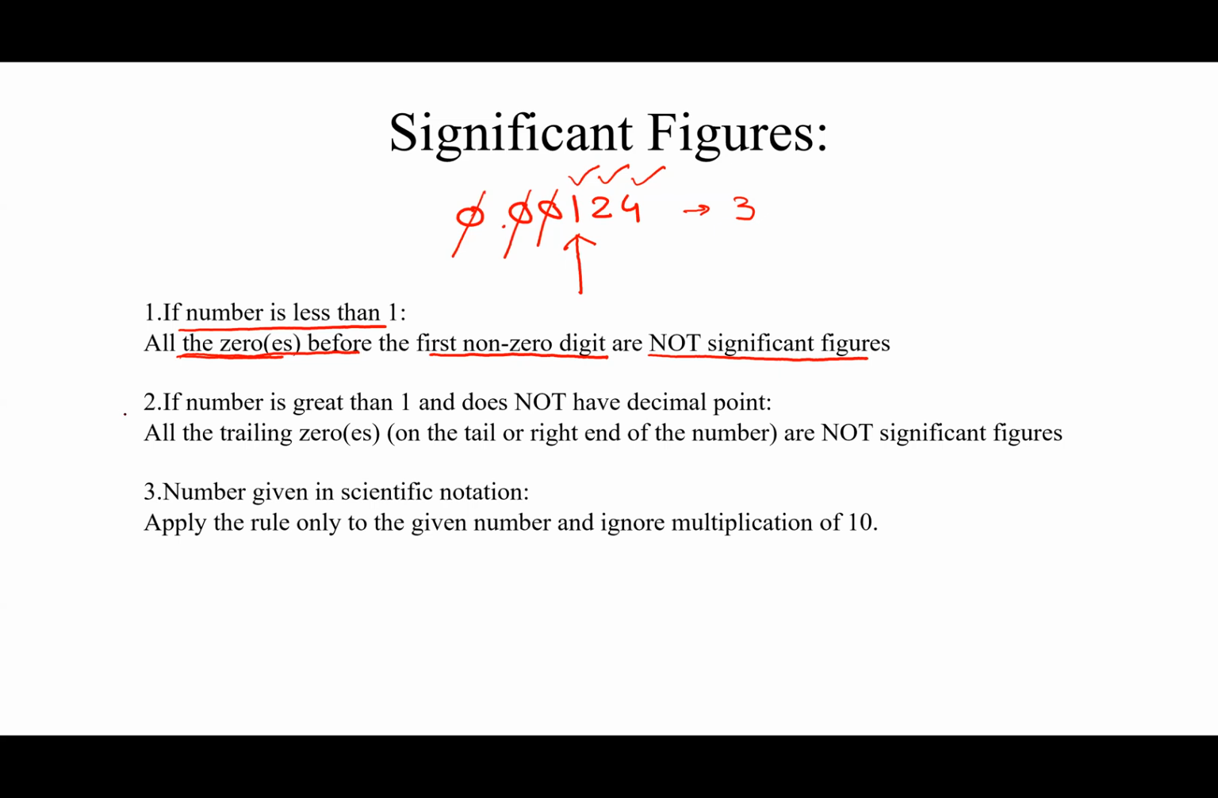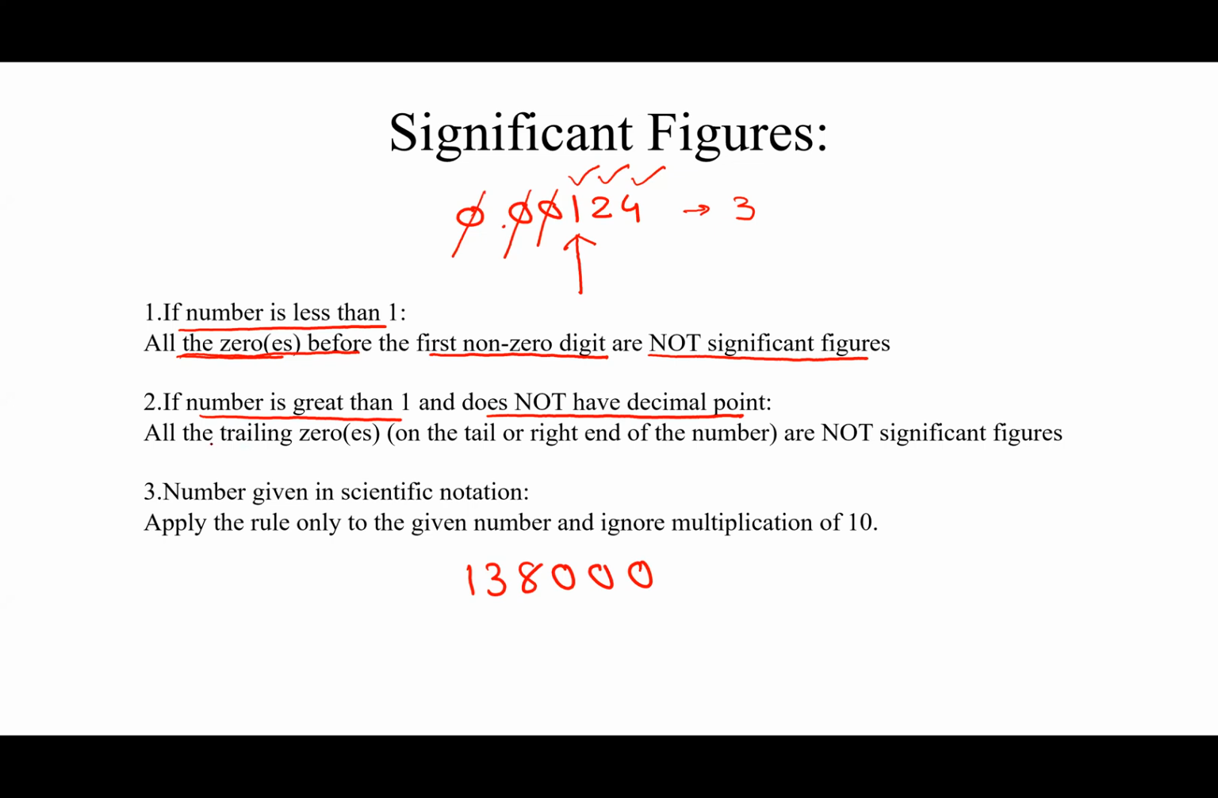Okay. The second rule says if the number is greater than one, so the number has to be greater than one, and it must not have a decimal place. So if you see a number which does not have a decimal place, then you should apply this rule. So let's say, for example, 138000. If I give you this number, it looks like it is 138K, right? It does not have a decimal place and it looks like it is greater than one.